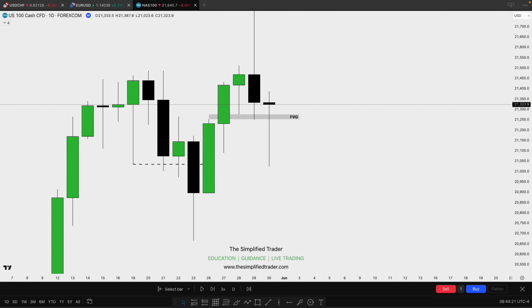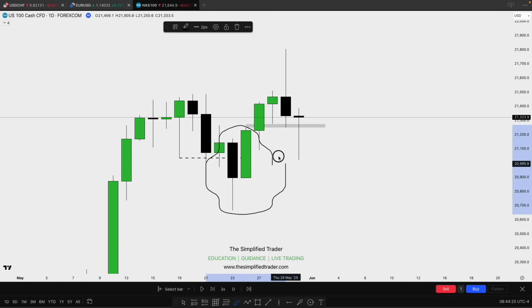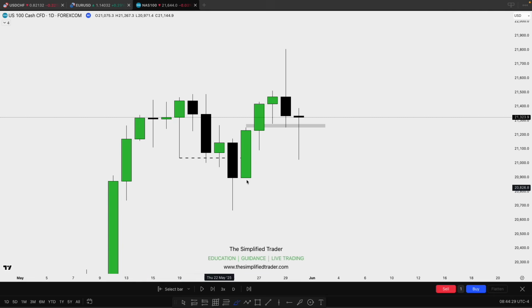As a bonus, what do you see over here? We have one down close candle that made this low that comes out of a fair value gap. What does this mean? That is our bullish order block.